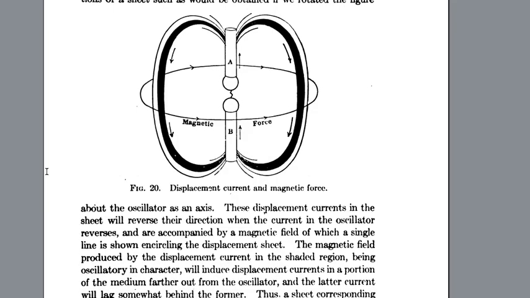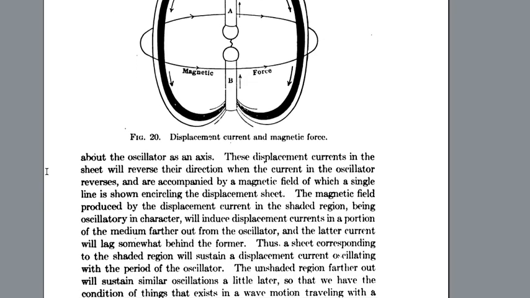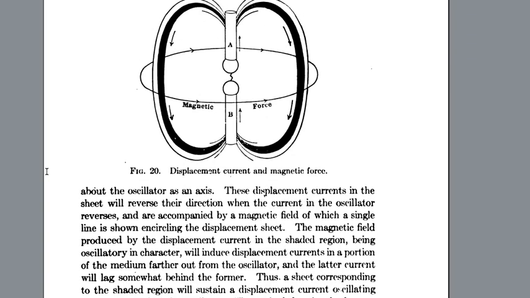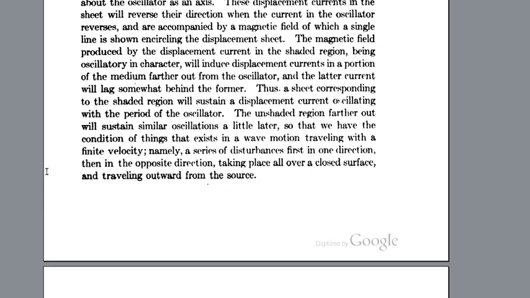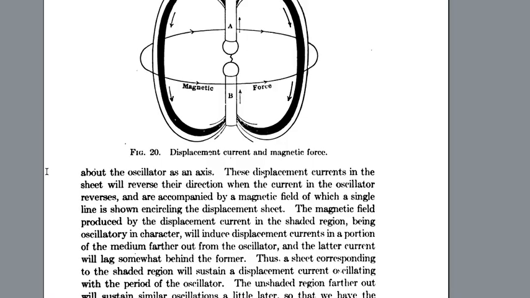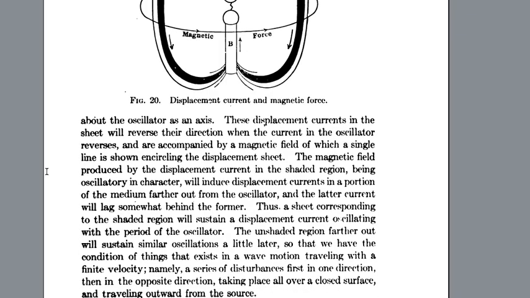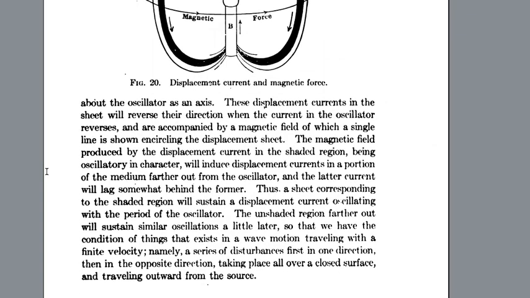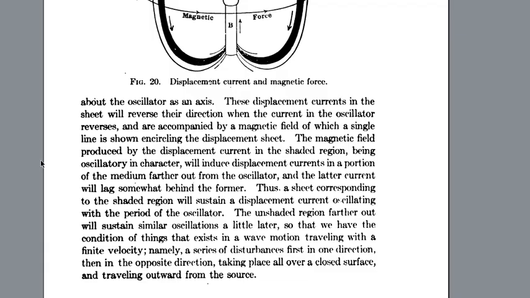The magnetic field produced by the displacement current in the shaded region, being oscillatory in character, will induce displacement currents in a portion of the medium farther out from the oscillator, and the latter current will lag somewhat behind the former. Thus, a sheet corresponding to the shaded region will sustain a displacement current oscillating with the period of the oscillator. The unshaded region farther out will sustain similar oscillations a little later, so that we have the condition of things that exists in a wave motion traveling with a finite velocity, namely a series of disturbances first in one direction, then in the opposite direction, taking place all over a closed surface and traveling outward from the source.